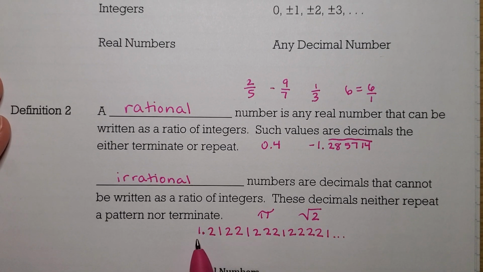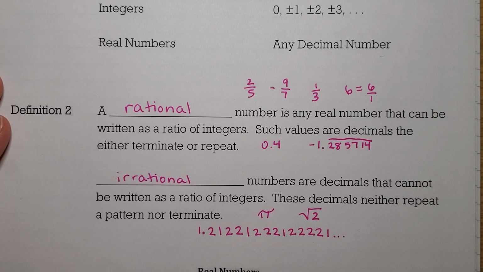So this number, the decimal component does have a pattern to it. The pattern is I've got a single 2 followed by a 1. Then I have 2 2s followed by a 1. Then I have 3 2s, a 1, 4 2s, a 1, and then we'll have 5 2s followed by a 1, 6 2s followed by a 1, and so on.